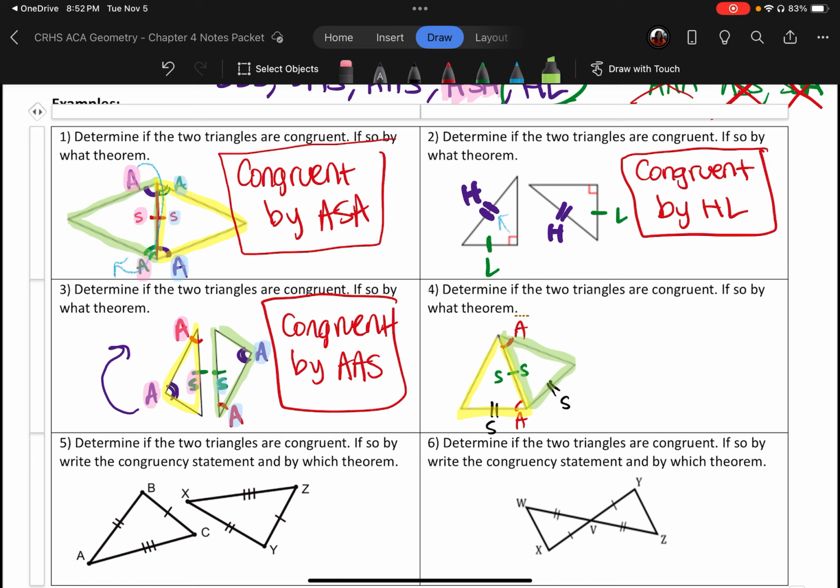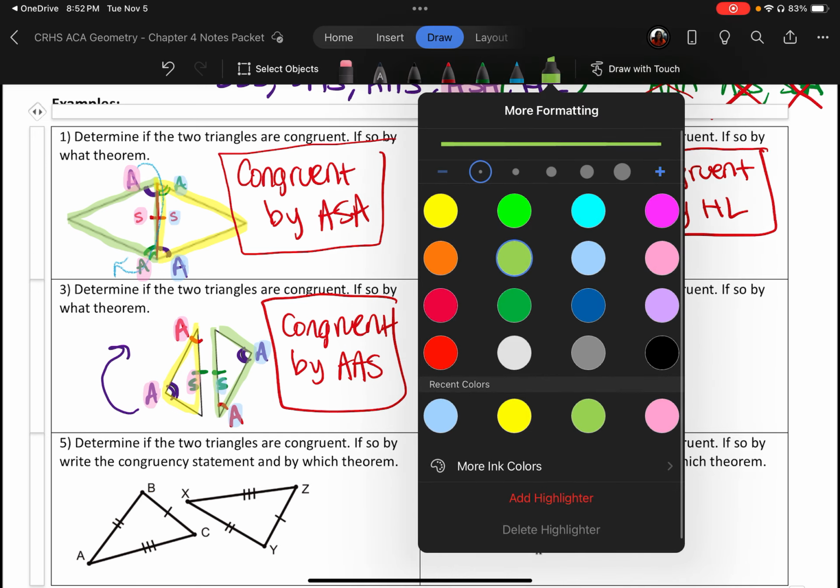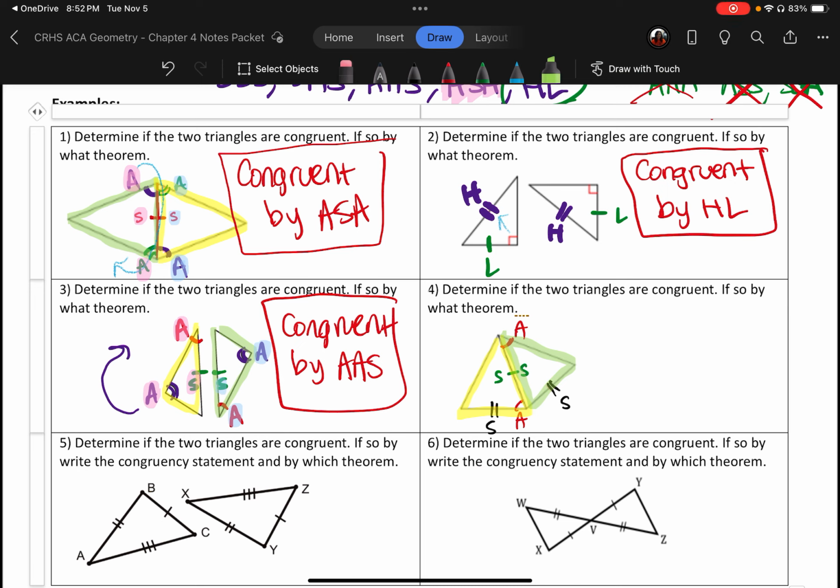If I read the triangle in yellow, this one spells out, I'm going to write it off to the side here. The triangle in yellow spells out SAS. If I look at the green one, if I start here at the black S, it spells out SSA. You'll notice that these two do not match. If they do not match, then that means these two triangles are not congruent.